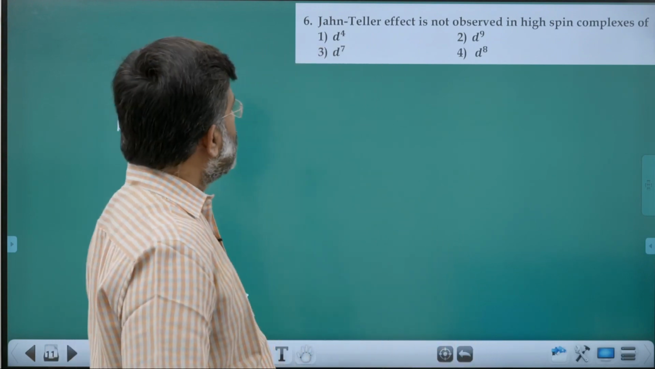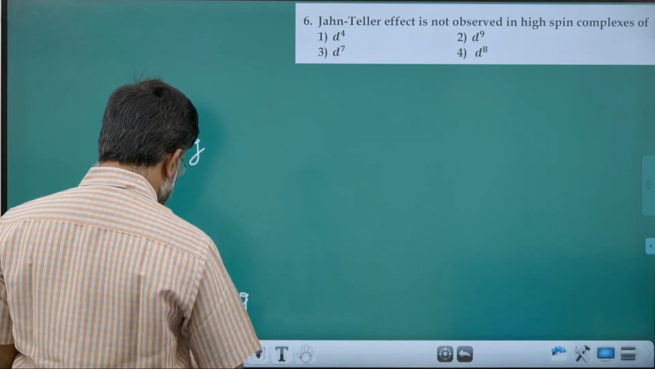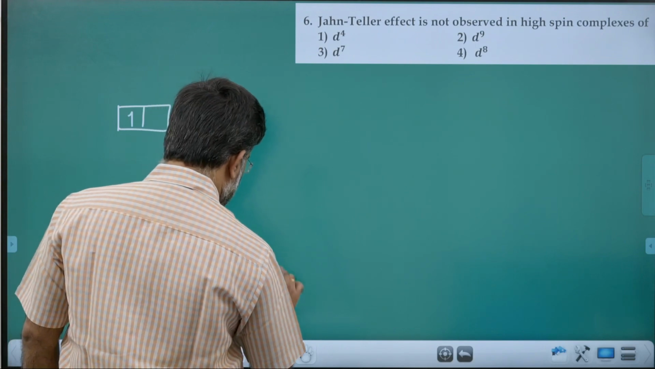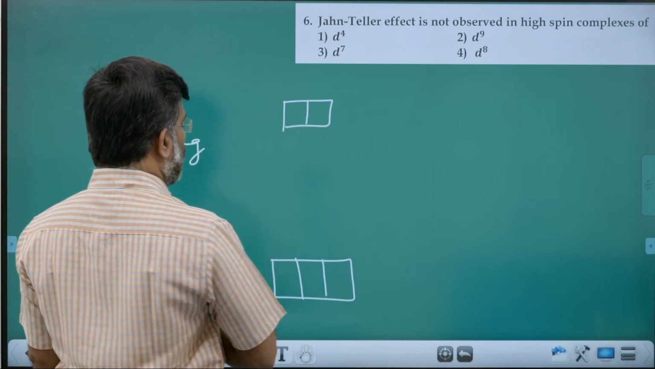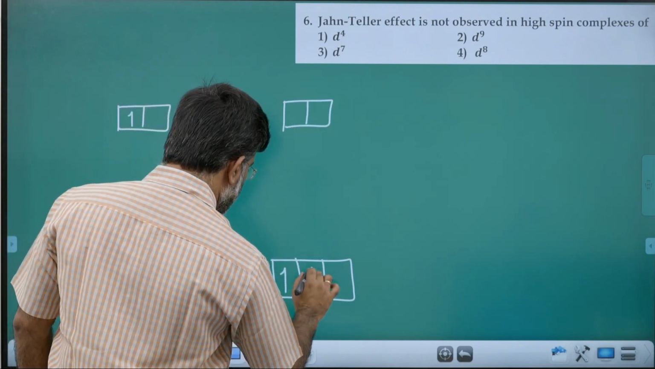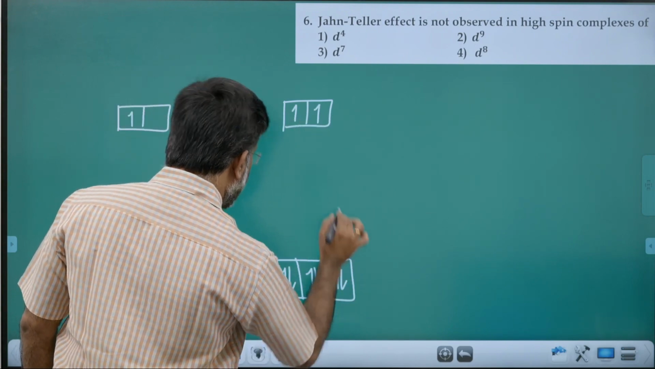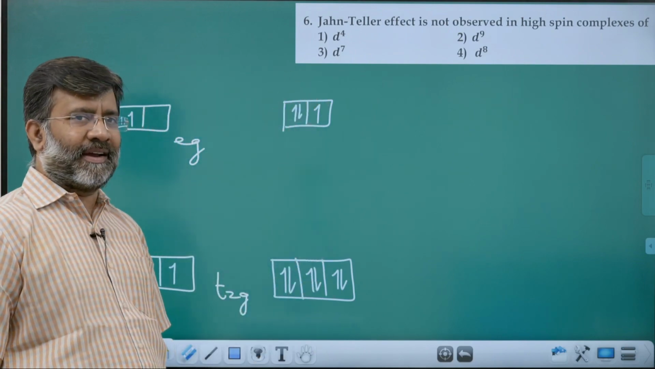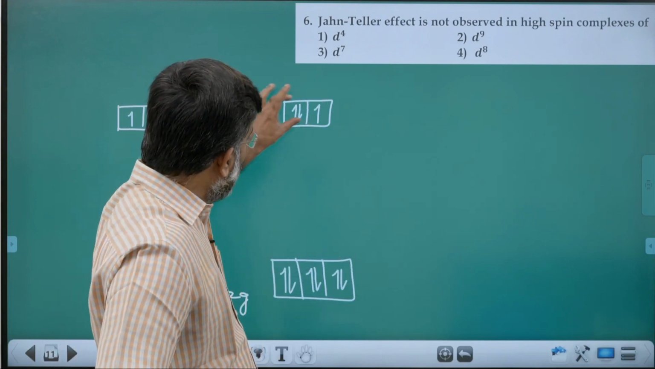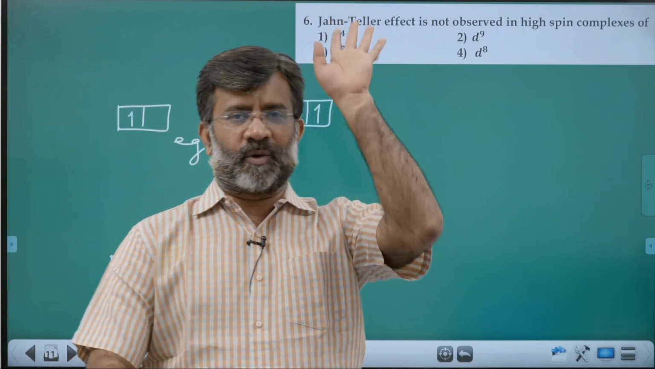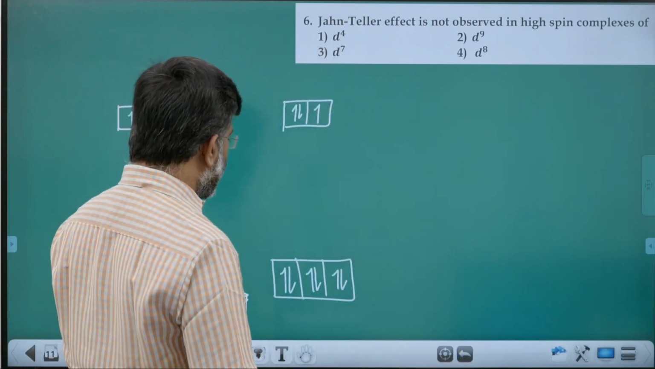Our question is, which is not observed. Suppose you are taking a d9 system. This is the t2g orbital and this is the eg orbital. d9 is going to be 1, 2, 3, 4, 5, 6, 7, 8, 9. Once again, you can find it is unsymmetric electron distribution. Here it is symmetric, here it is unsymmetric. So there will be molecular distortion. Hope you understand.